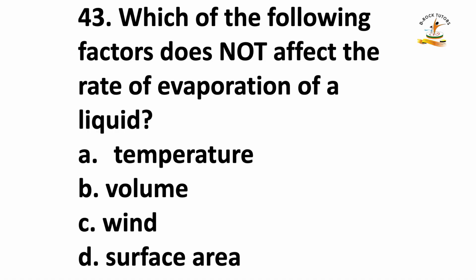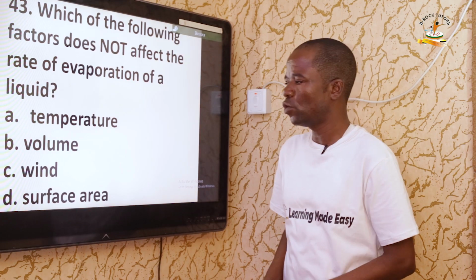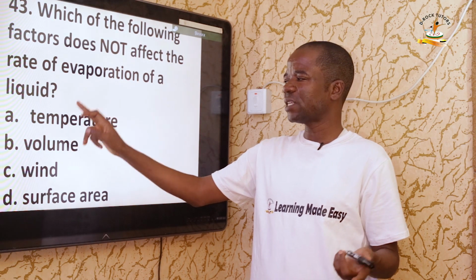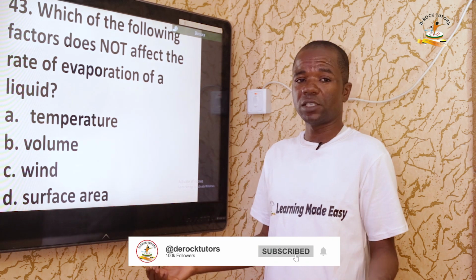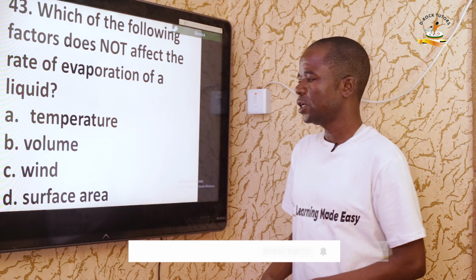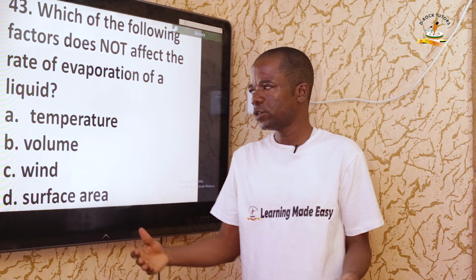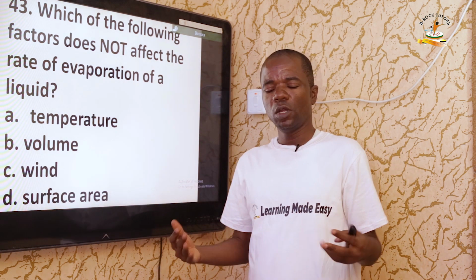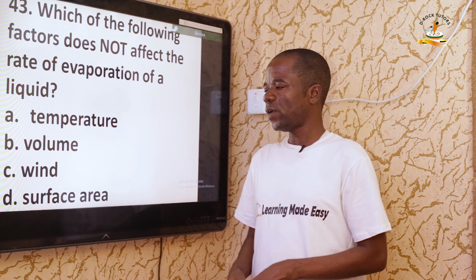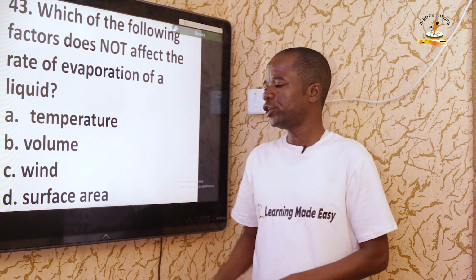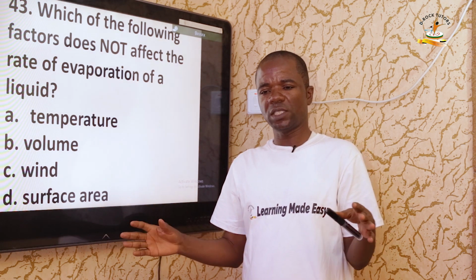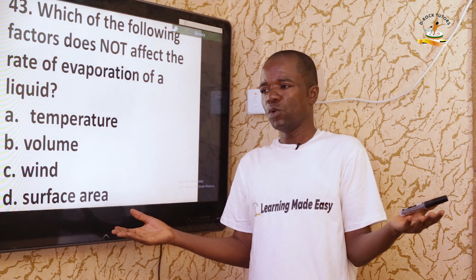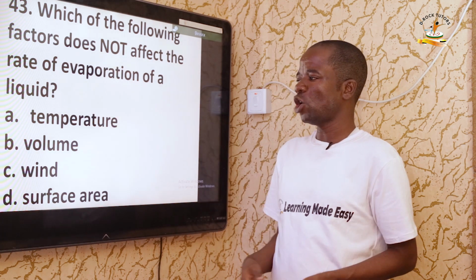Which of the following factors does not affect the rate of evaporation of a liquid? The temperature does affect the rate of evaporation. As a matter of fact, the higher the temperature, the faster the rate of evaporation. Wind also affects the rate of evaporation. The faster the wind blows, the faster the rate of evaporation. The same thing, surface area. The more surface area of the fluid is exposed to the atmosphere, the higher will be the rate of evaporation.